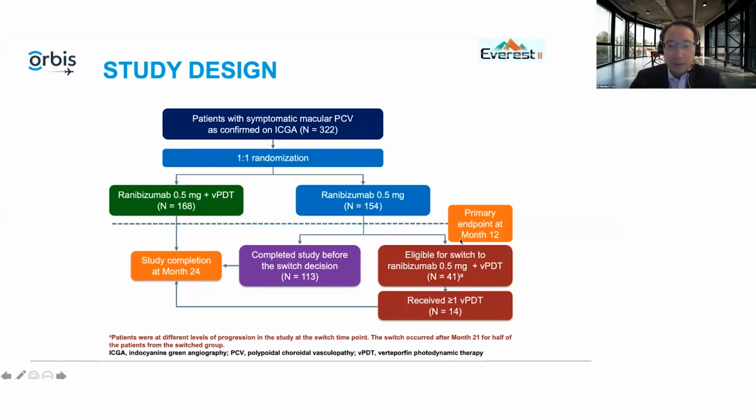You can see that the primary endpoint is 12 months. And by the later part of the study, some of the patients were switched to the combination arm because it showed a superiority in terms of using combination therapy.